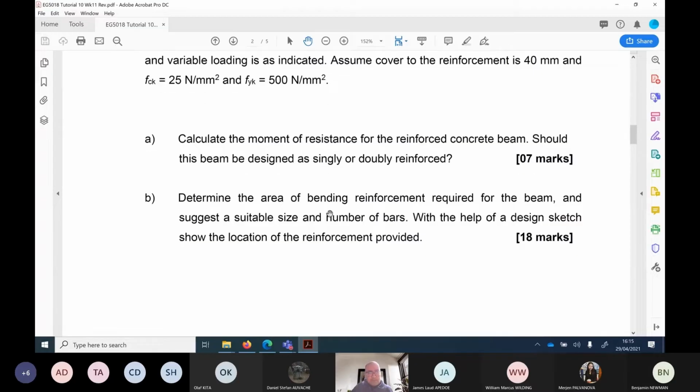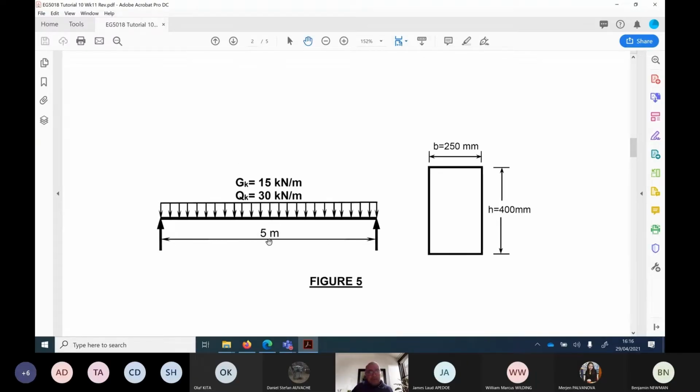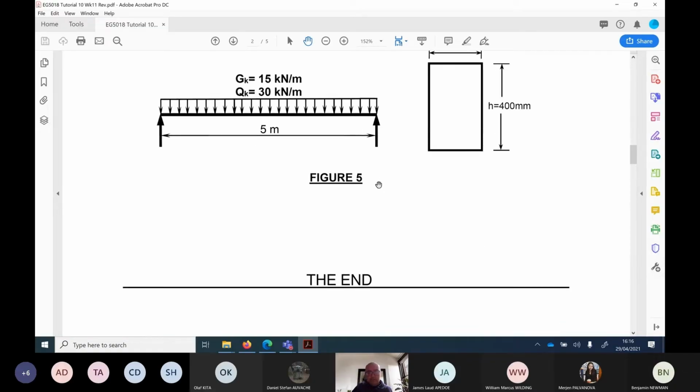And in part B, determine the area of bending reinforcement required for the beam and suggest a suitable size and number of bars. Now here you're asked to determine the area of bending reinforcement required, and with the help of a design sketch, show the location of reinforcement provided. This bending reinforcement can be tension reinforcement, it can be compression reinforcement. The span is 5 meter and Gk and Qk are given. b is 250 and h is 400. Now here h is given, d is not given, so we have to find out d.